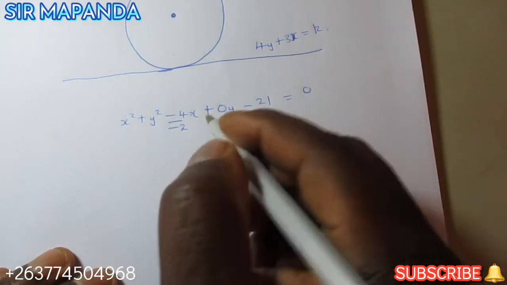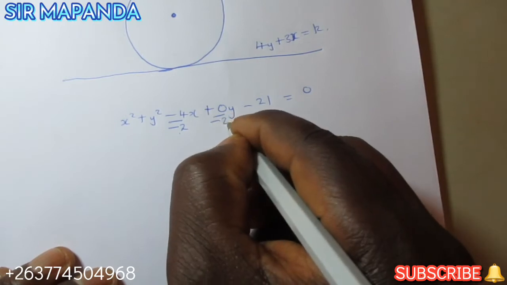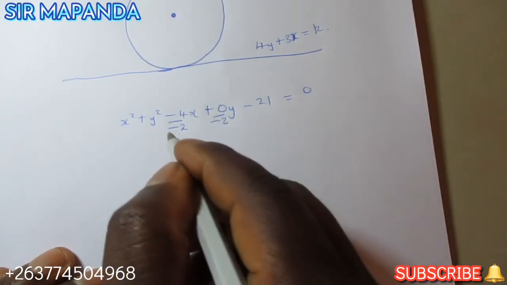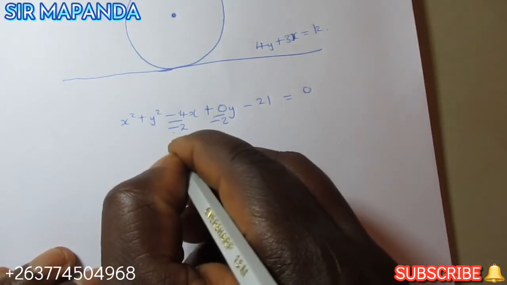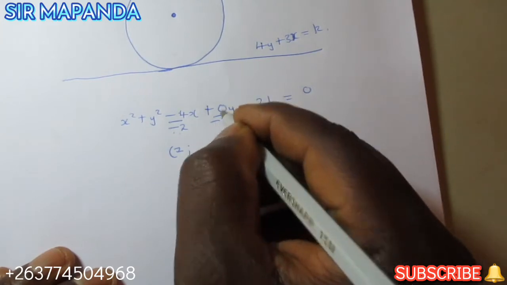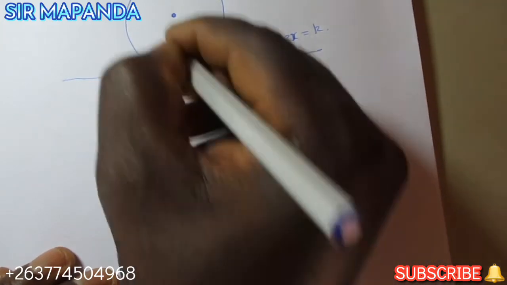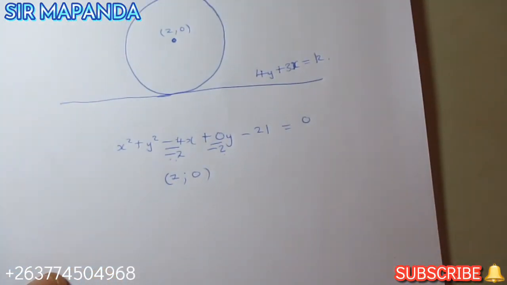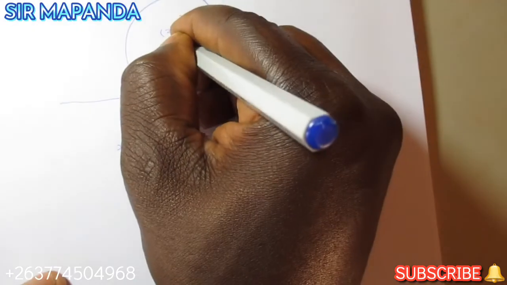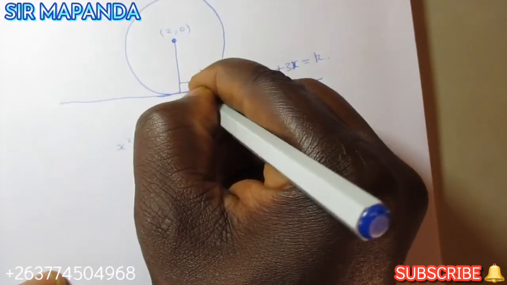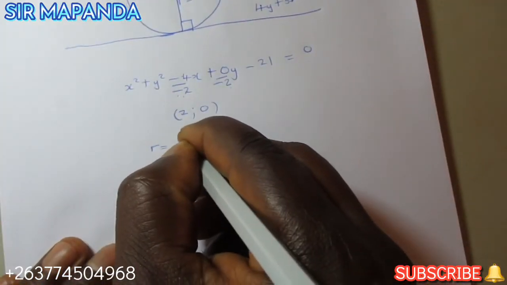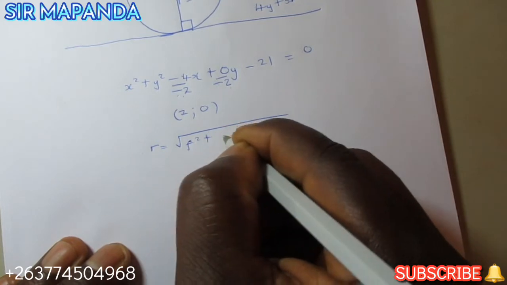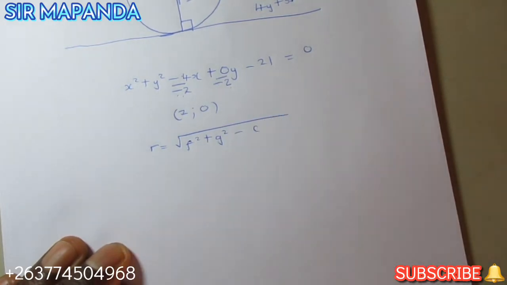Divide the coefficient of x by minus 2 and the coefficient of y by minus 2. So minus 2 into minus 4, you get the x coordinate of the center, which is 2. Then minus 2 into 0, you get 0. So the center is 2 and 0. I hope you are listening, class, right? Then the next thing to do is identify the radius of the circle. So the radius of the circle is r equals square root f squared plus g squared minus c.